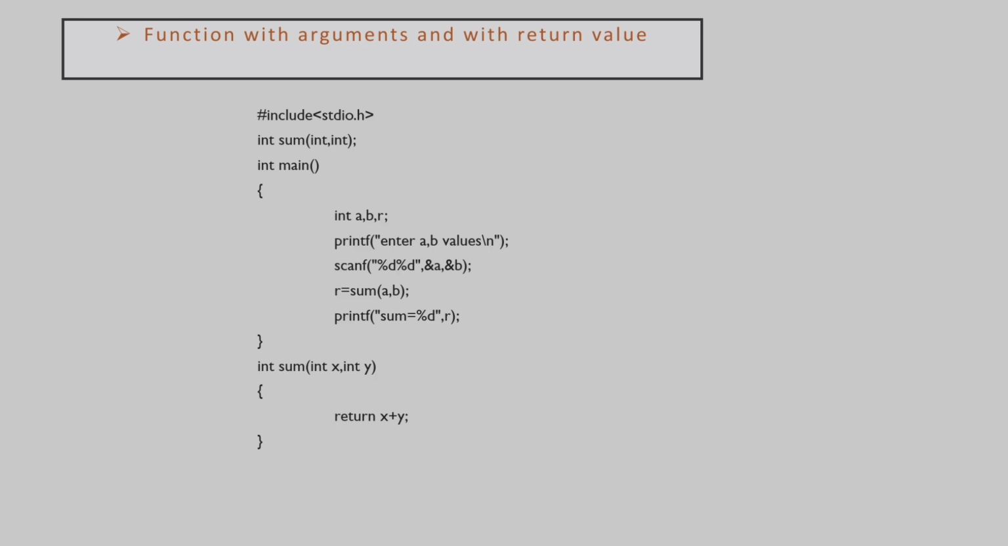And again here the function is called, that is r equals to sum a comma b. Now again from the function definition, we'll call the function int sum int x comma y, and here since it is with return value, return x plus y.